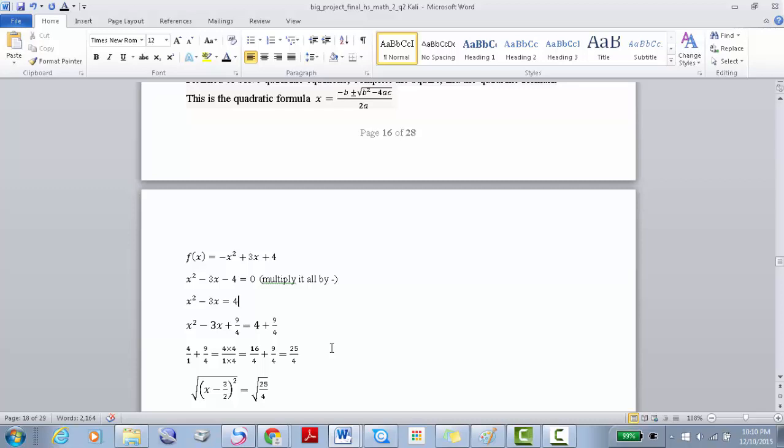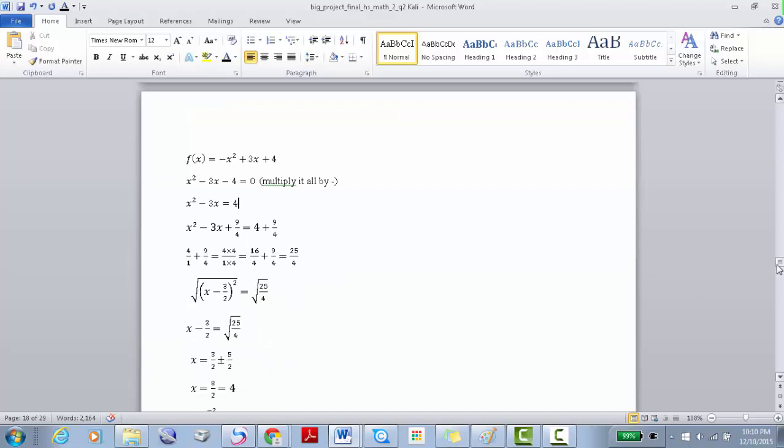And then after we do that, we take that value and we add it to both sides. So the result will be x squared minus 3x plus 9 over 4 equals 4 plus 9 over 4. And we have to do 4 plus 9 over 4, and we can't just normally add it. We have to make the denominators the same. So it'll be 4 over 1 plus 9 over 4 equals 4 times 4 over 1 times 4. So then that will be 16 over 4 plus 9 over 4, and the answer will be 25 over 4.